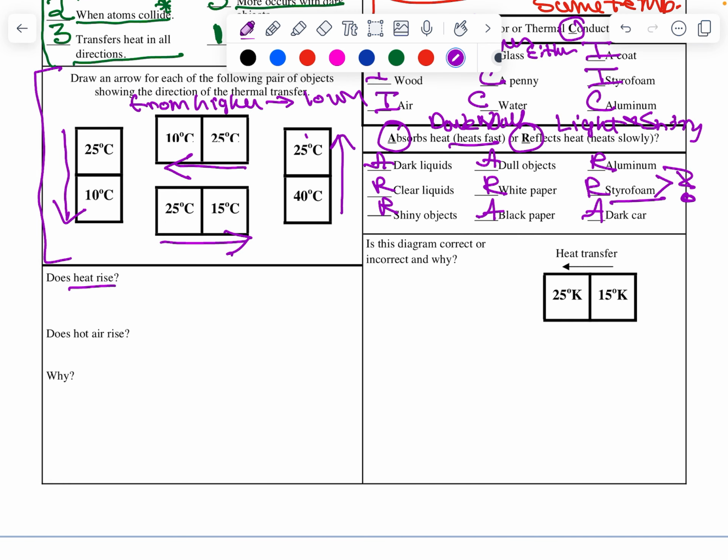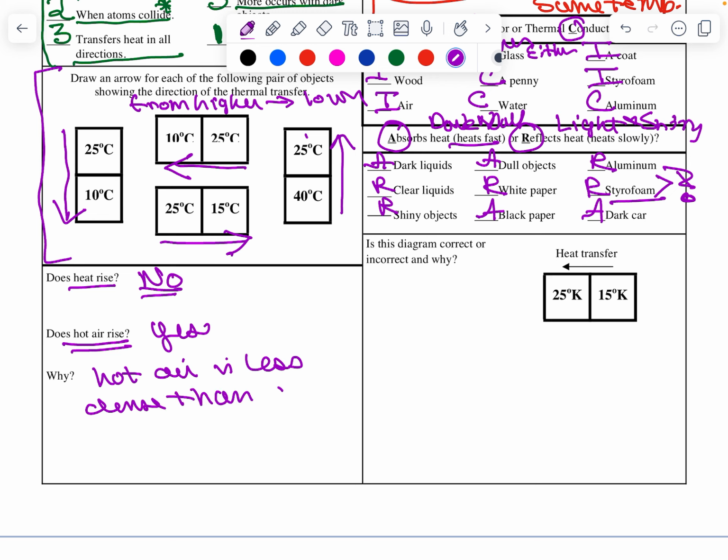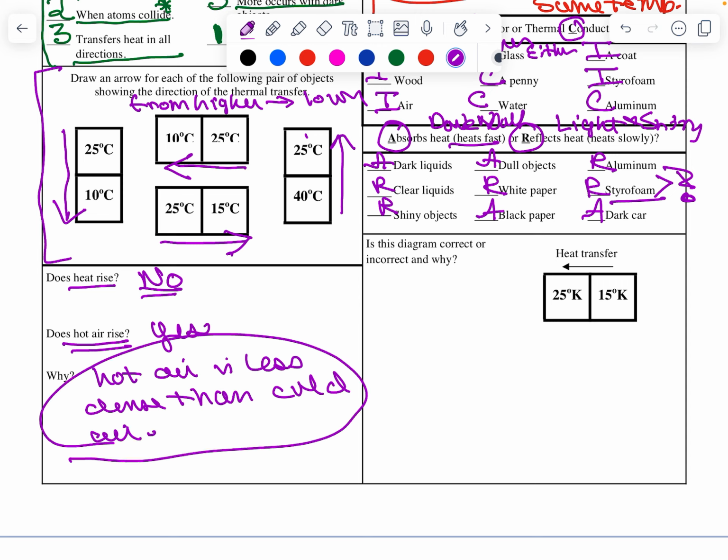Does heat rise? You're going to be tempted to say yes, but the answer is no. Heat doesn't rise. Hot air rises. Hot air is less dense than cold air. And because hot air is less dense than cold air, hot air will rise.